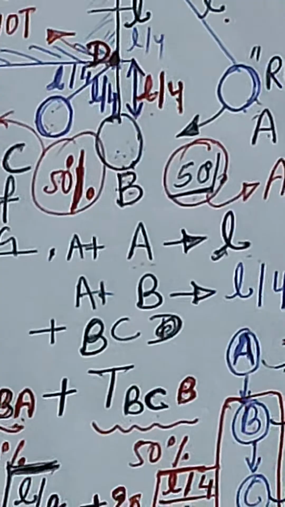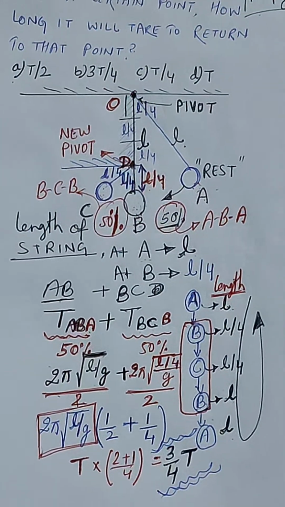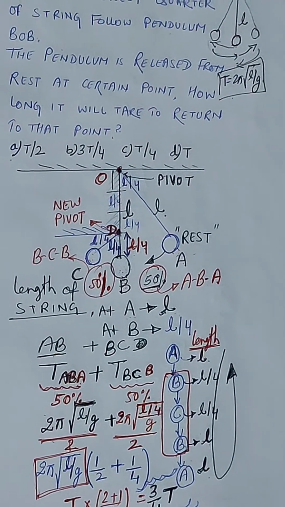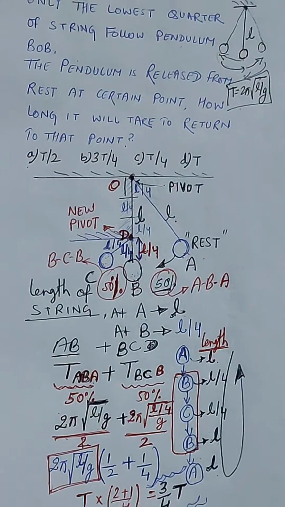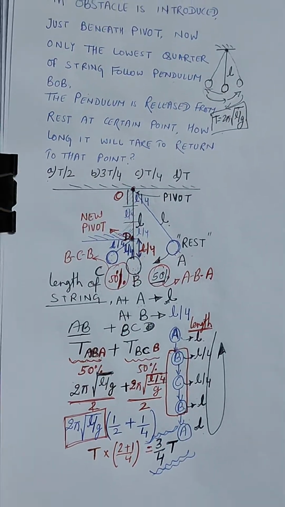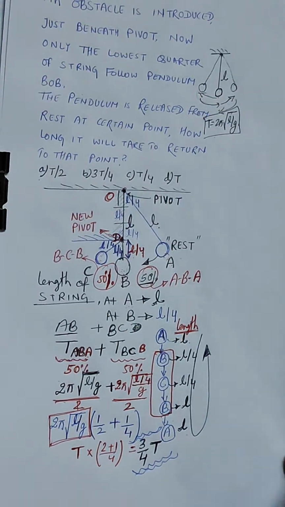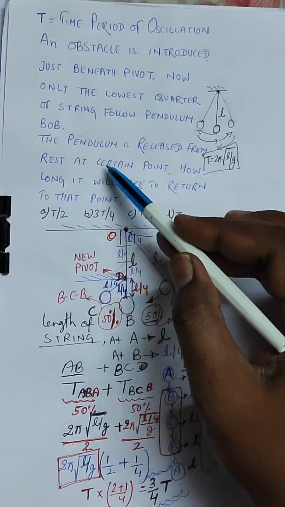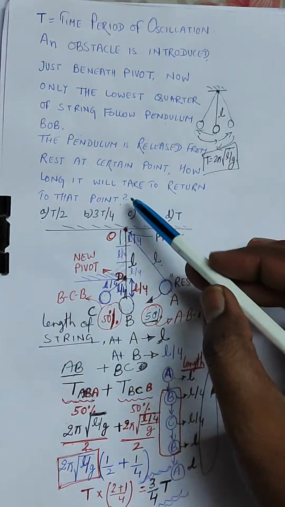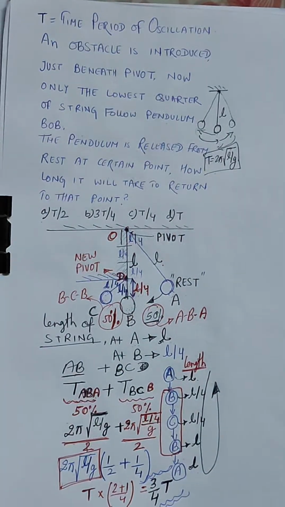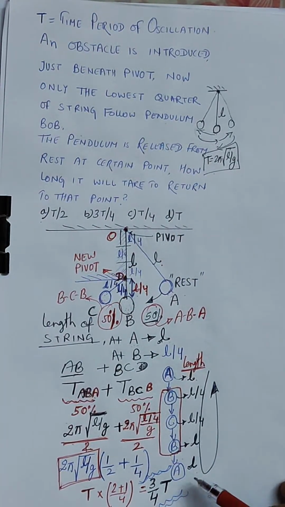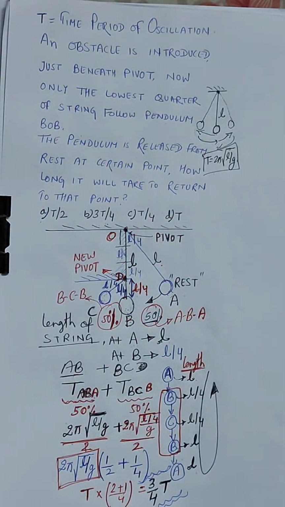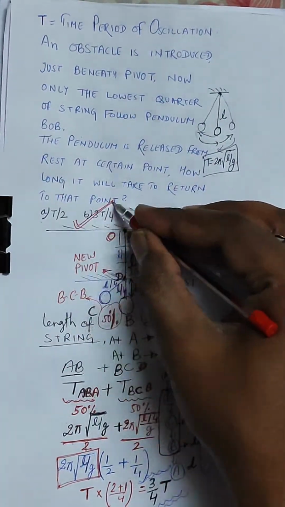So what is your answer, my dear friends? The pendulum is released from rest at a certain point. How long will it take to return to that point? Which option will be correct? Tell me. Now we have solved 3 by 4 T. So which option is correct? Option number B is correct. So this will be your answer, my dear friends.